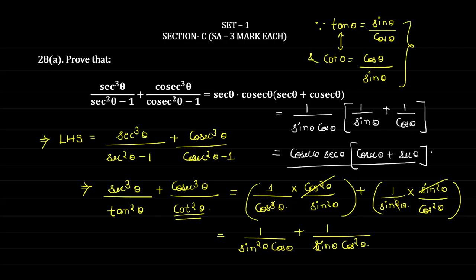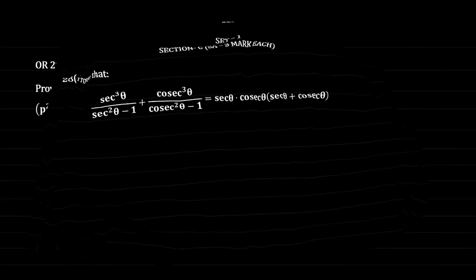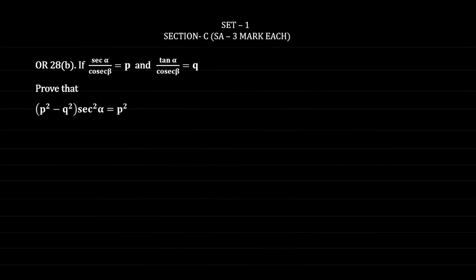So is this our RHS? Yes, you can see it from here. That is our RHS. So this is how you solve this question. I hope this is clear. Very simple, easy question from the trigonometry chapter. Moving on to the next question, which is the OR part of this 28th question. This is even easier than the previous one.